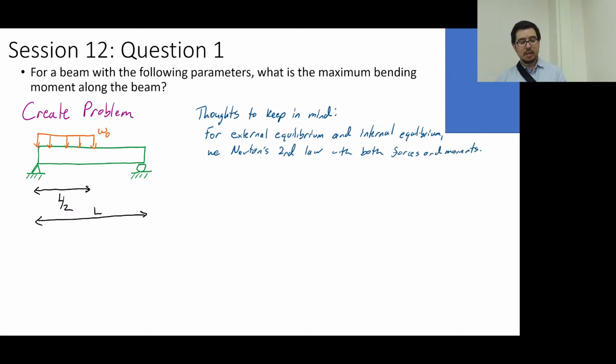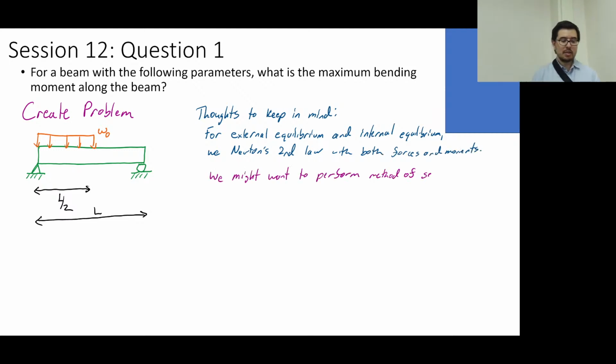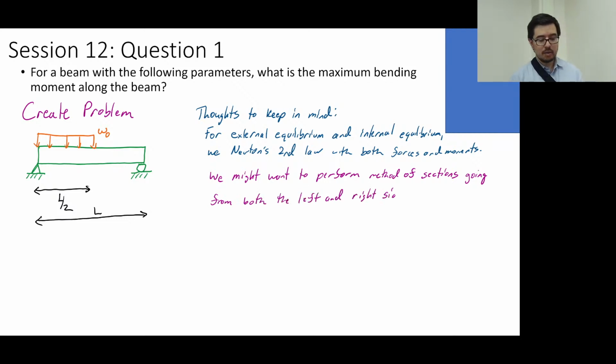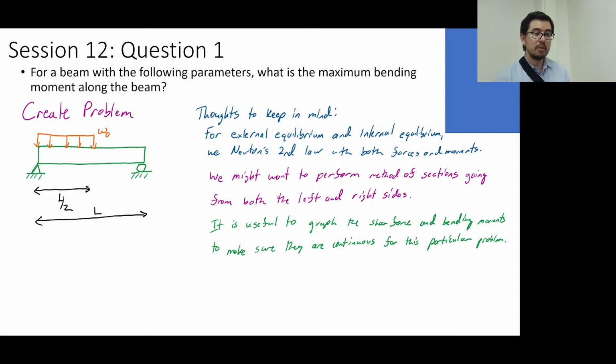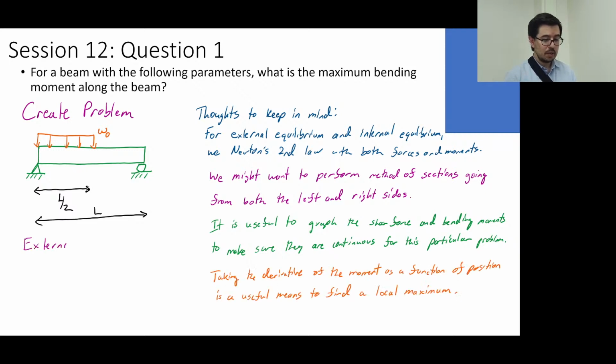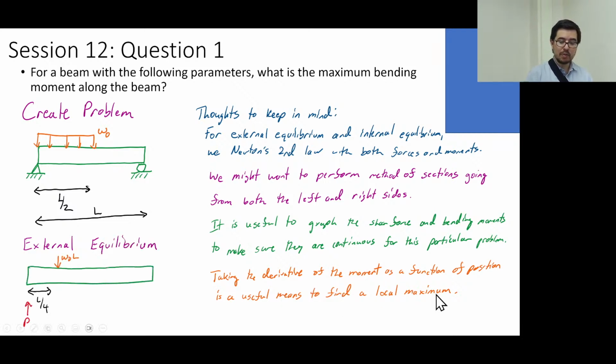We want to use equilibrium, but in the end we're going to be thinking about a graph of shear force and where it crosses 0, and then try to figure out the appropriate maximum bending moment. So we're going to take the derivative of the moment as a function of position, and that would be the shear force.